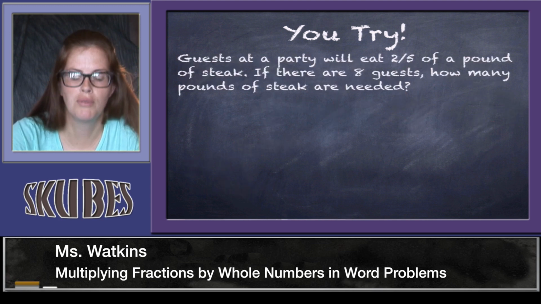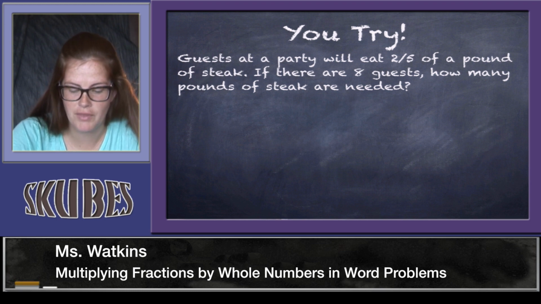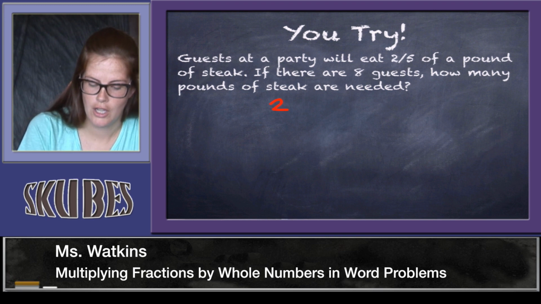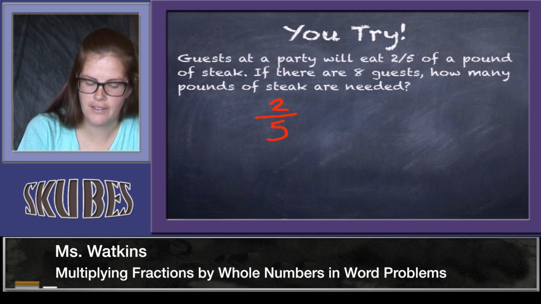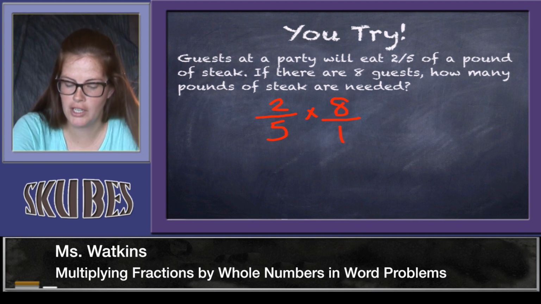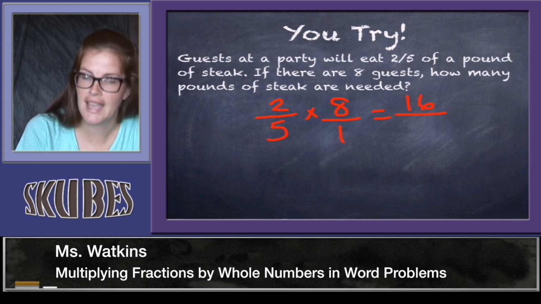All right, one final problem. Guests at a party will eat 2/5 of a pound of steak. If there are 8 guests, how many pounds of steak are needed? All right, so each person's going to eat 2/5 of a pound, and we know there are 8 people attending. So let's change that into a fraction by putting it over 1. 2 times 8 equals 16, and then 5 times 1 equals 5.